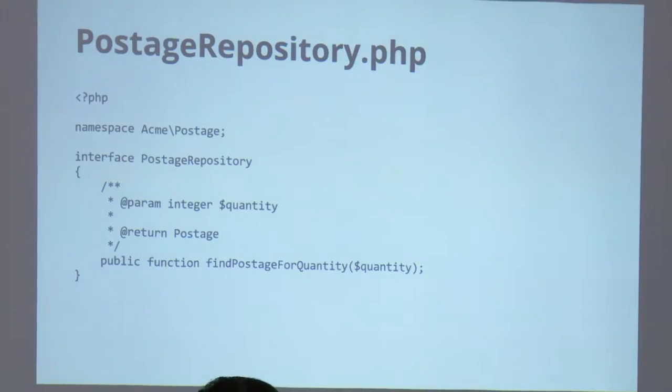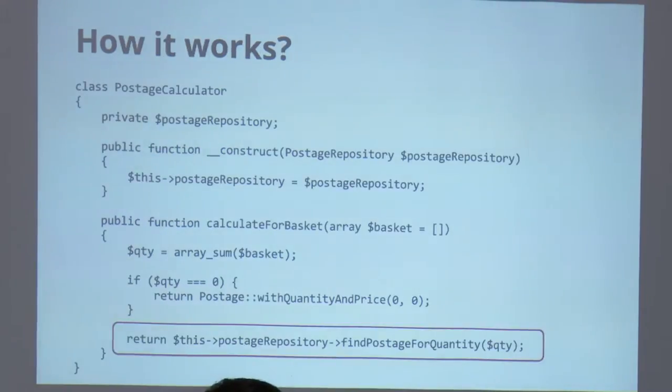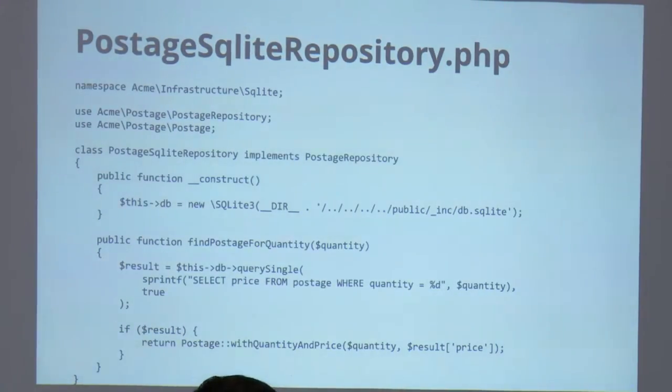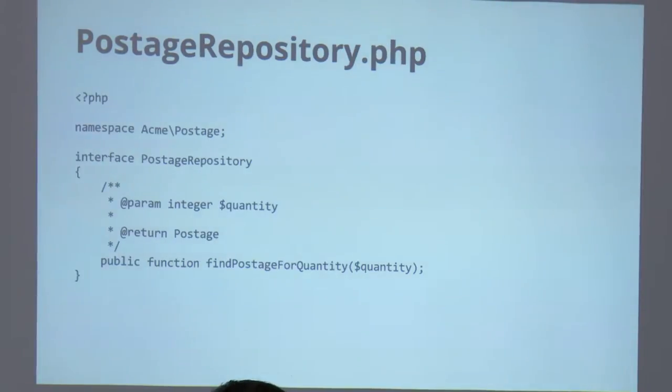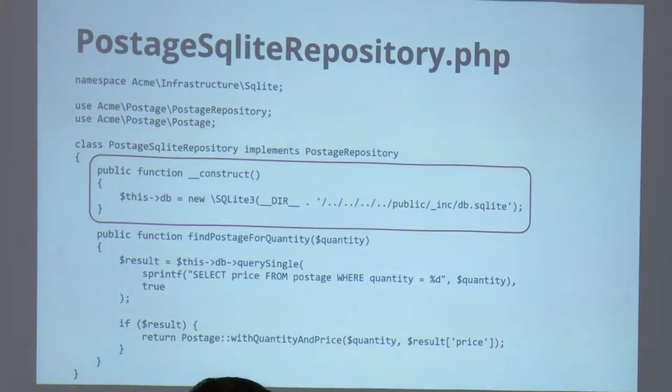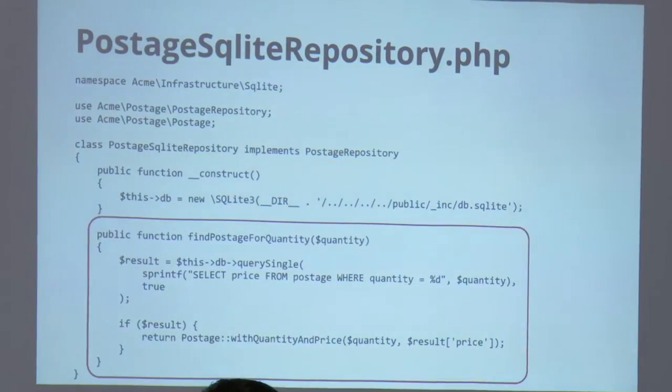So postage repository, in our case, is just an interface, which we've hidden here. And that is implemented in SQLite repository. So this is basically trying to invert dependency in here. I'll get back to that later. So our postage SQLite repository implements the repository interface. In the constructor, we just instantiate the SQLite database. If you wanted to use a different database, or a different way of connecting to the database, let's say Doctrine, you would probably get the Doctrine Entity Manager in the constructor or something like that and store it locally. And this is our implementation of the method, which returns a postage object.